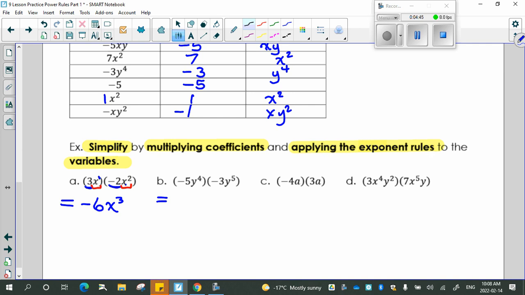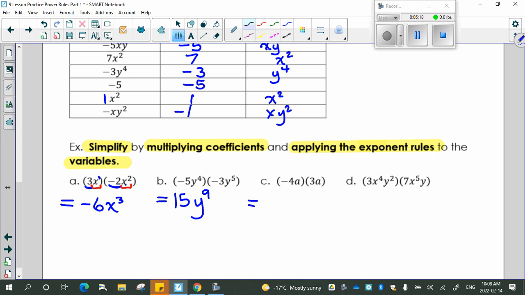Okay, does somebody want to try B? Anyone? Any grade 9 want to try B? No? Nope, okay. Negative 5 times negative 3 is positive 15. Y to the power of 4 times y to the power of 5 is y to the power of 9. Did anybody get that? Good. Okay. All right, try this one.